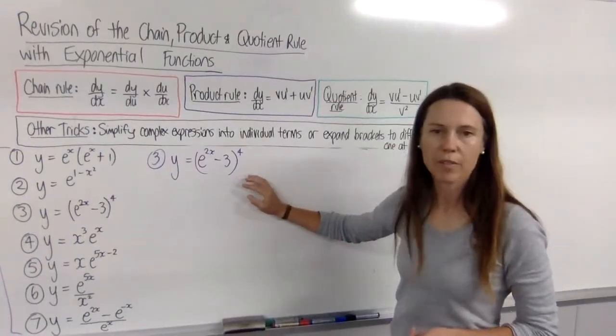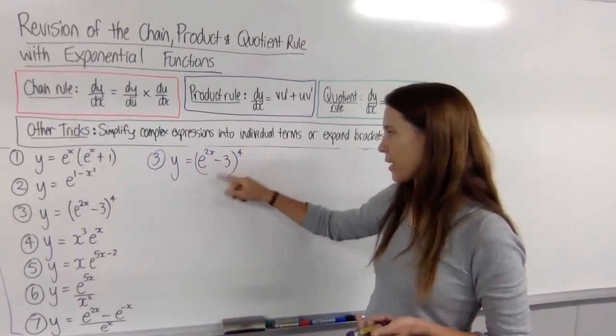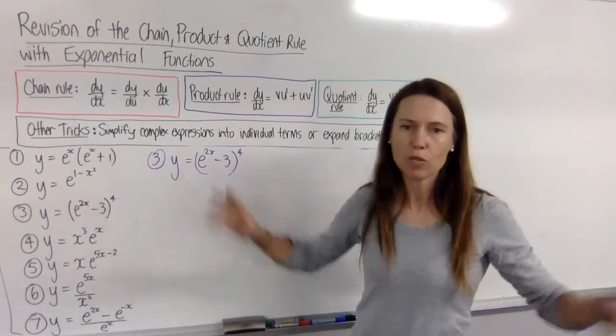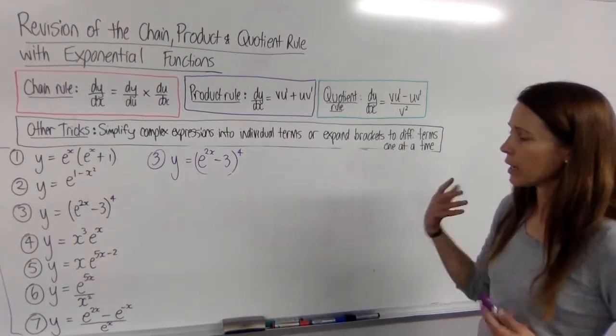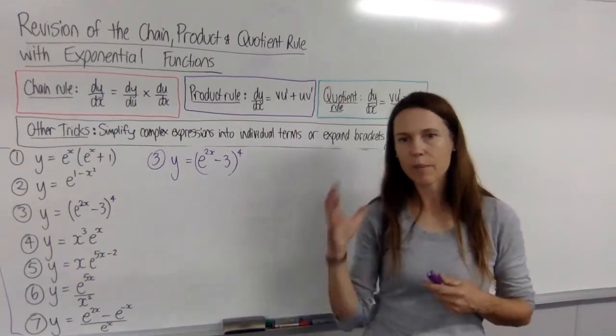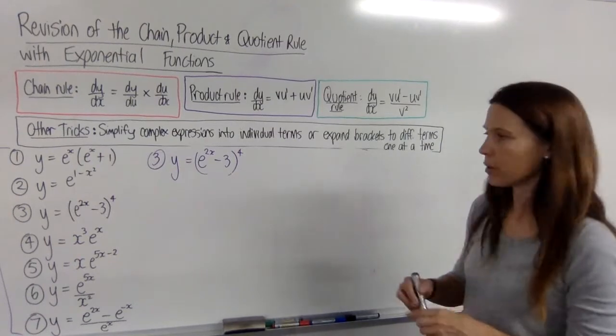For question 3, I've got some stuff in brackets raised to the power of 4. Now I don't really want to expand out the brackets here because doing to the power of 4 is going to be a hugely long process. So I actually just want to use the chain rule. Now again, I could do it the easy way, using a part of it in my head, or the slow, complicated other way. I'm going to do both to show you.